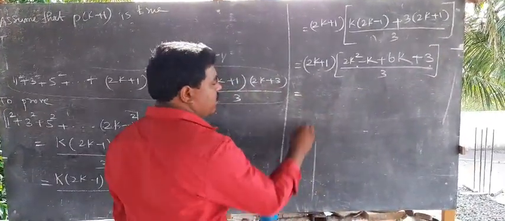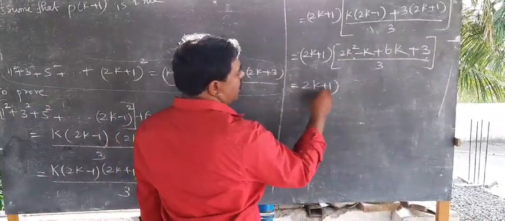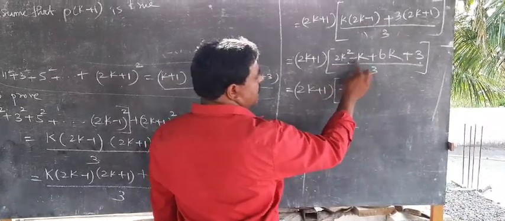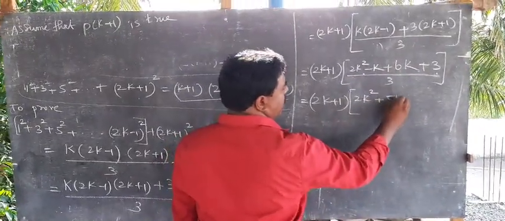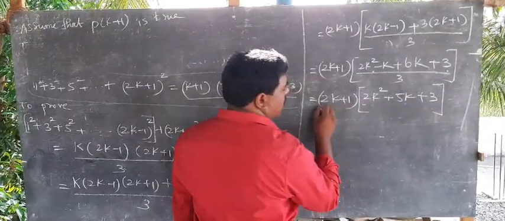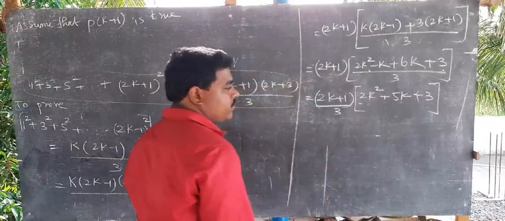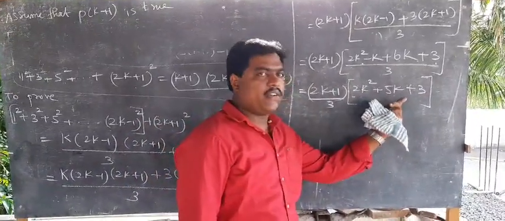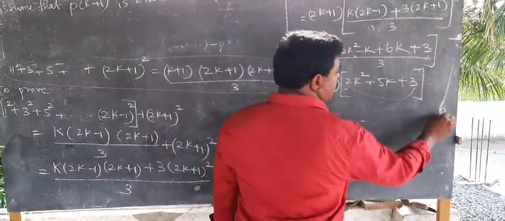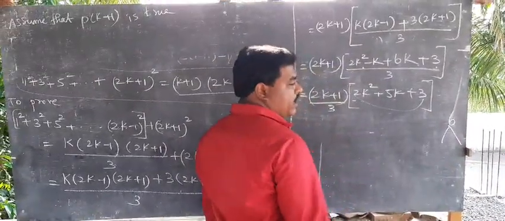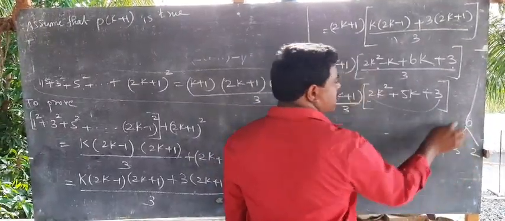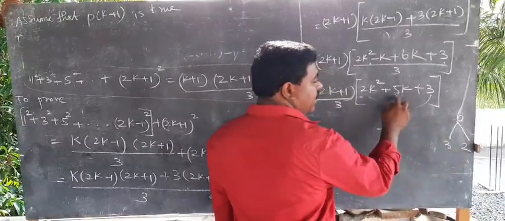This equals (2k plus 1) times (2k square minus k plus 6k, so plus 5k plus 3). This 3 I have written here. Now we have to find the factors for this term. 2 into 3 is 6. Multiply means you need to get 6, add means you need to get 5. 3 into 2 is 6, and we add to get 5.